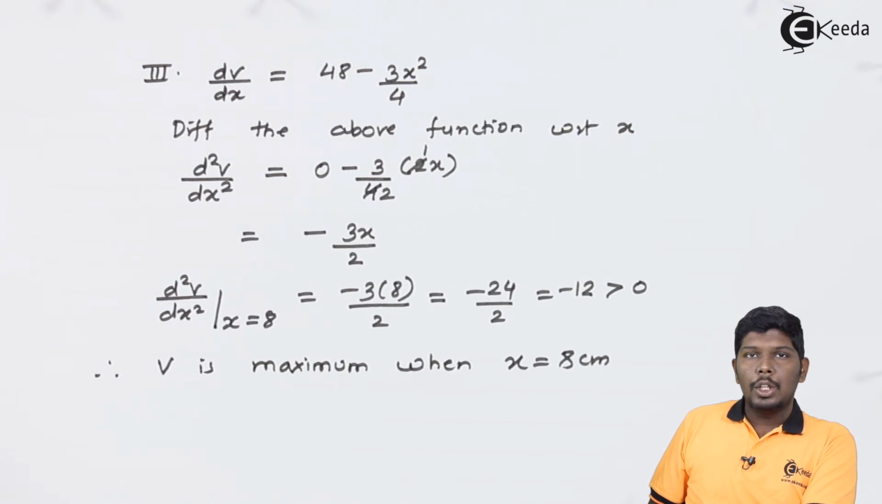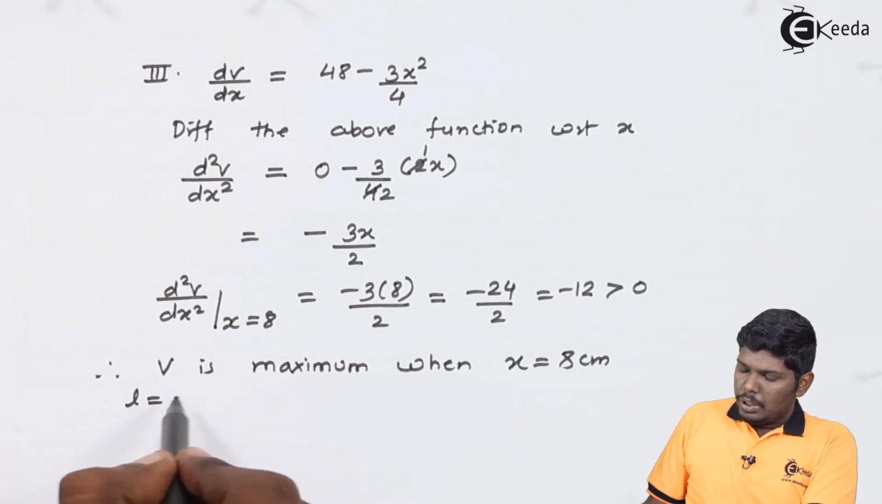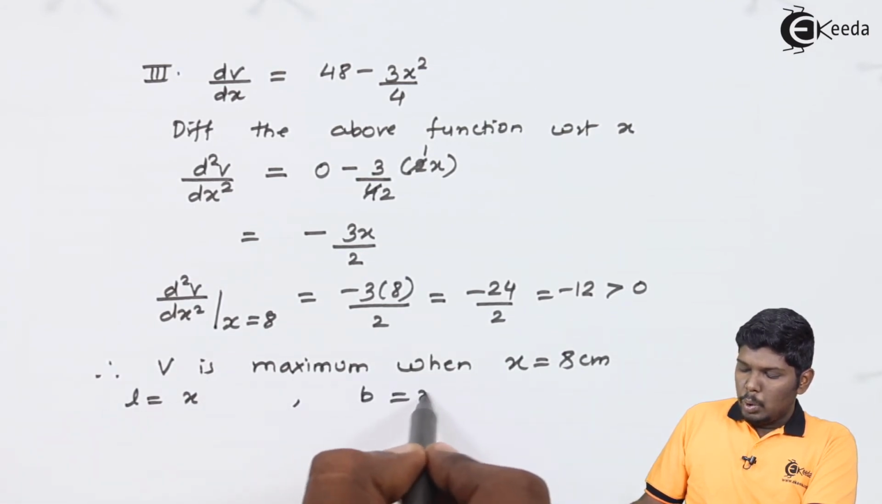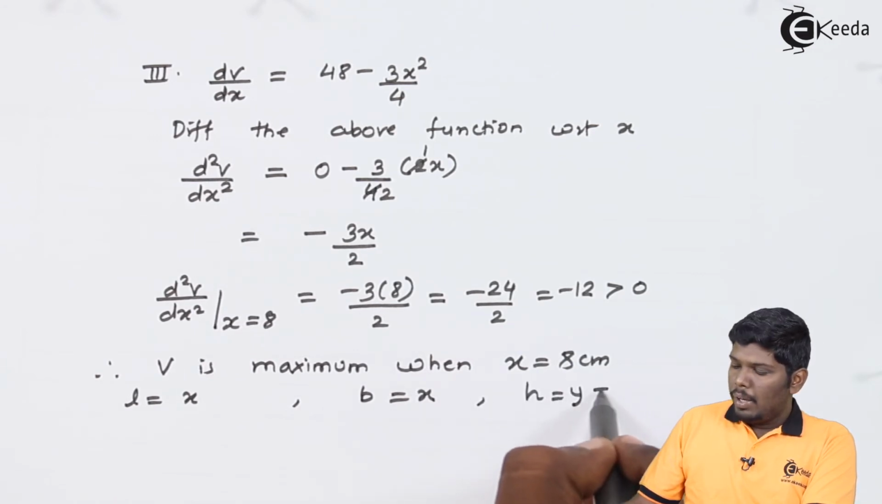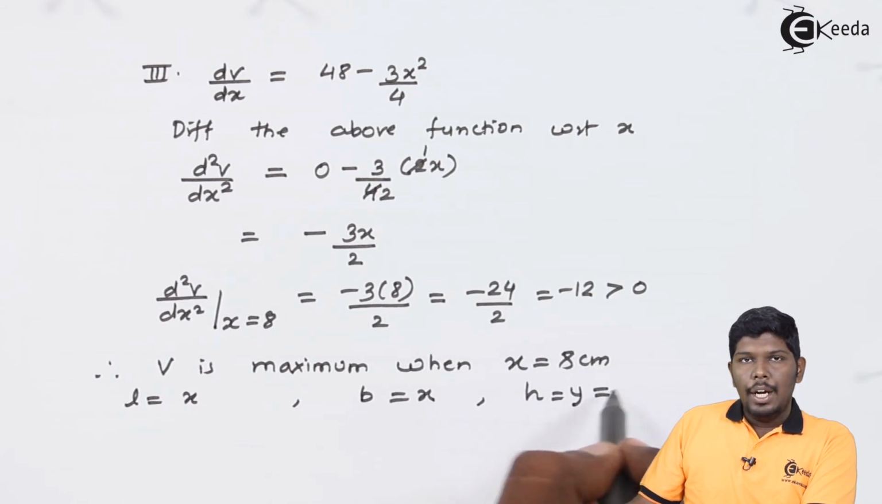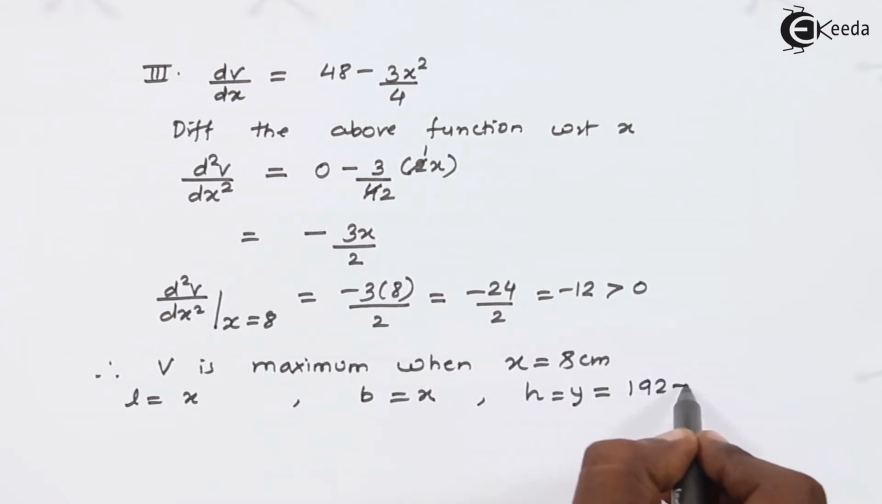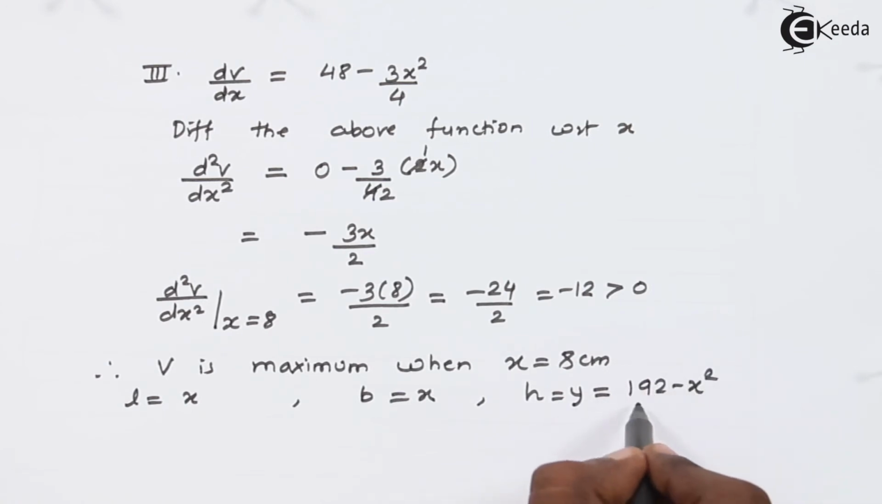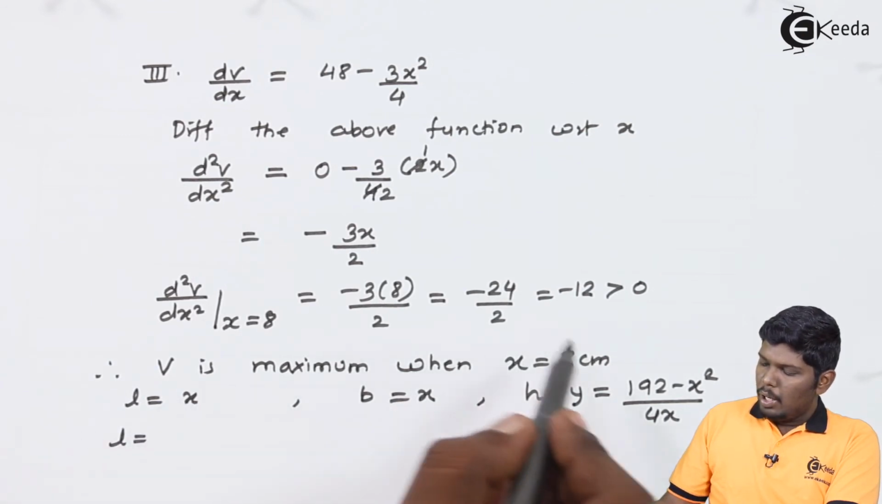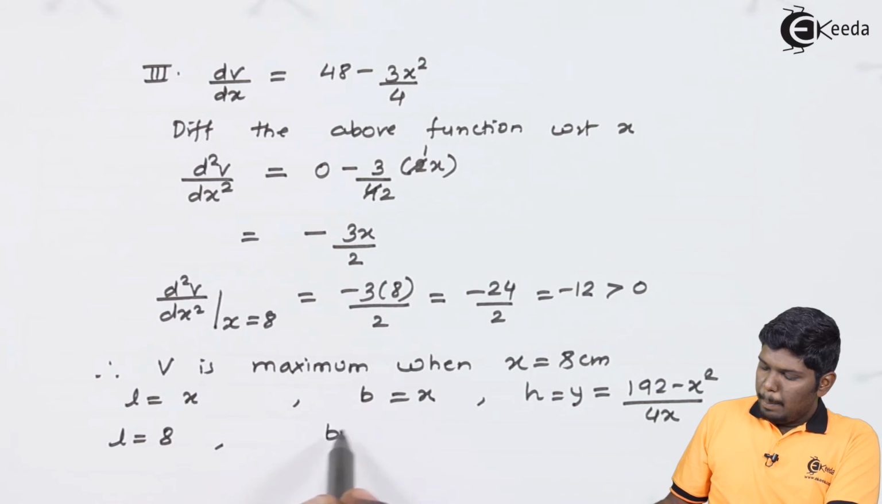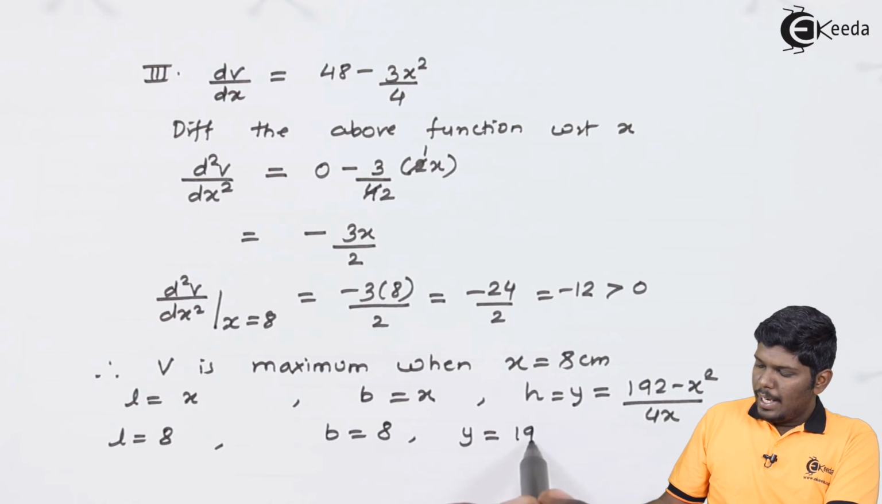Now in the question, they have asked you to find the dimensions of that box. We have seen length was x, breadth was also x, and the value of height was y, which we have already converted in terms of x. That was 192 minus x square upon 4x. Further, we have length as x, the value of x is 8, breadth will be also 8, and y will be equal to 192 minus 8 square upon 4 into 8.